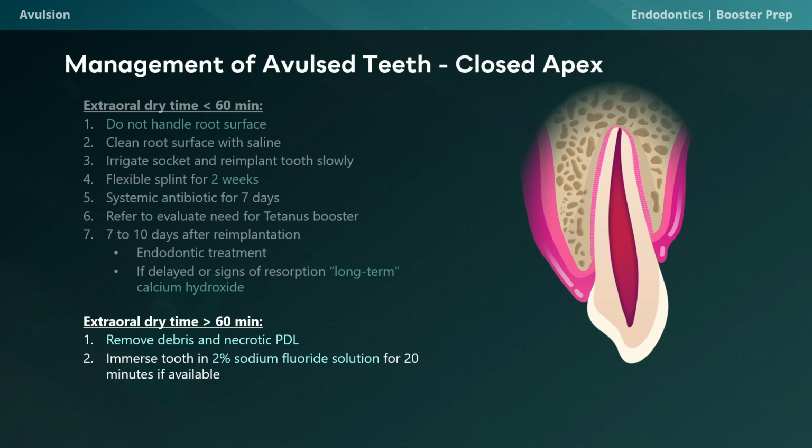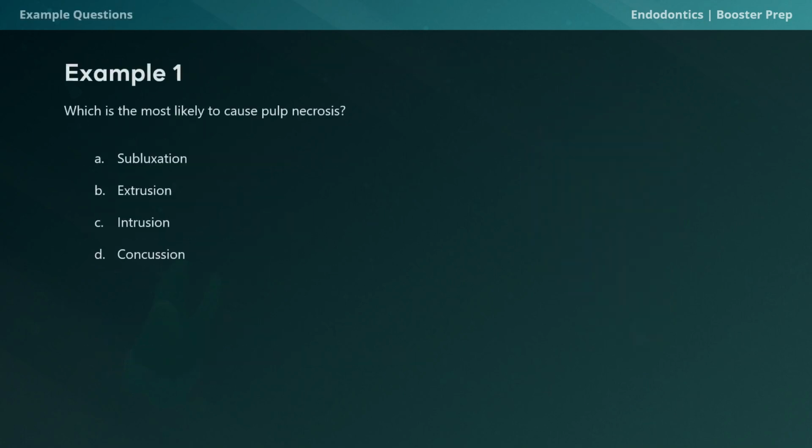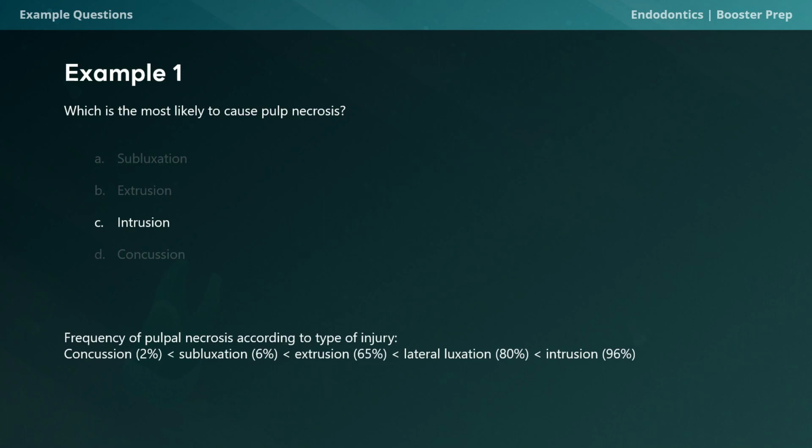Alright guys, I know that was a lot of stuff, but let's now reinforce everything we just learned with a couple of practice problems. Which is the most likely to cause pulp necrosis? Pause the video if you need, and the answer is C, intrusion. Remember what I said earlier in the video, guys. Intrusion injuries are the worst types of injuries you can have according to the statistics, which tell us that intrusion injuries have a 96% chance of devascularization and needing a root canal therapy later on, which is quite high. That's almost a sure thing.